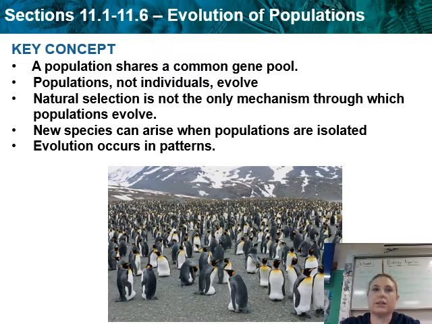This is sections 11.1 through 11.6, evolution of population. We have several different key concepts here. A population shares a common gene pool. Populations, not individuals, evolve. Natural selection is not the only mechanism through which populations evolve. New species can arise when populations are isolated, and evolution occurs in patterns.